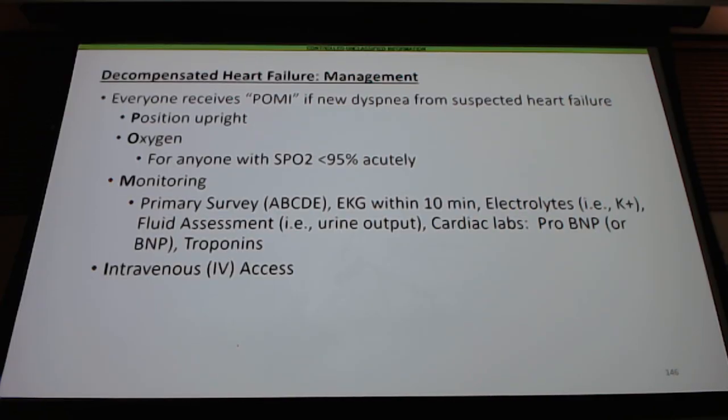First thing you're going to do in the emergency room is you're going to do PAMI, or you're going to put them in position upright. You're going to give them oxygen if their SpO2 is less than 95%. You're going to monitor them, getting labs and rads and those kinds of things. And then you're going to get IV access, because you're going to be giving them IV medications to treat this condition, because that gut edema is going to affect the absorption of oral medications.